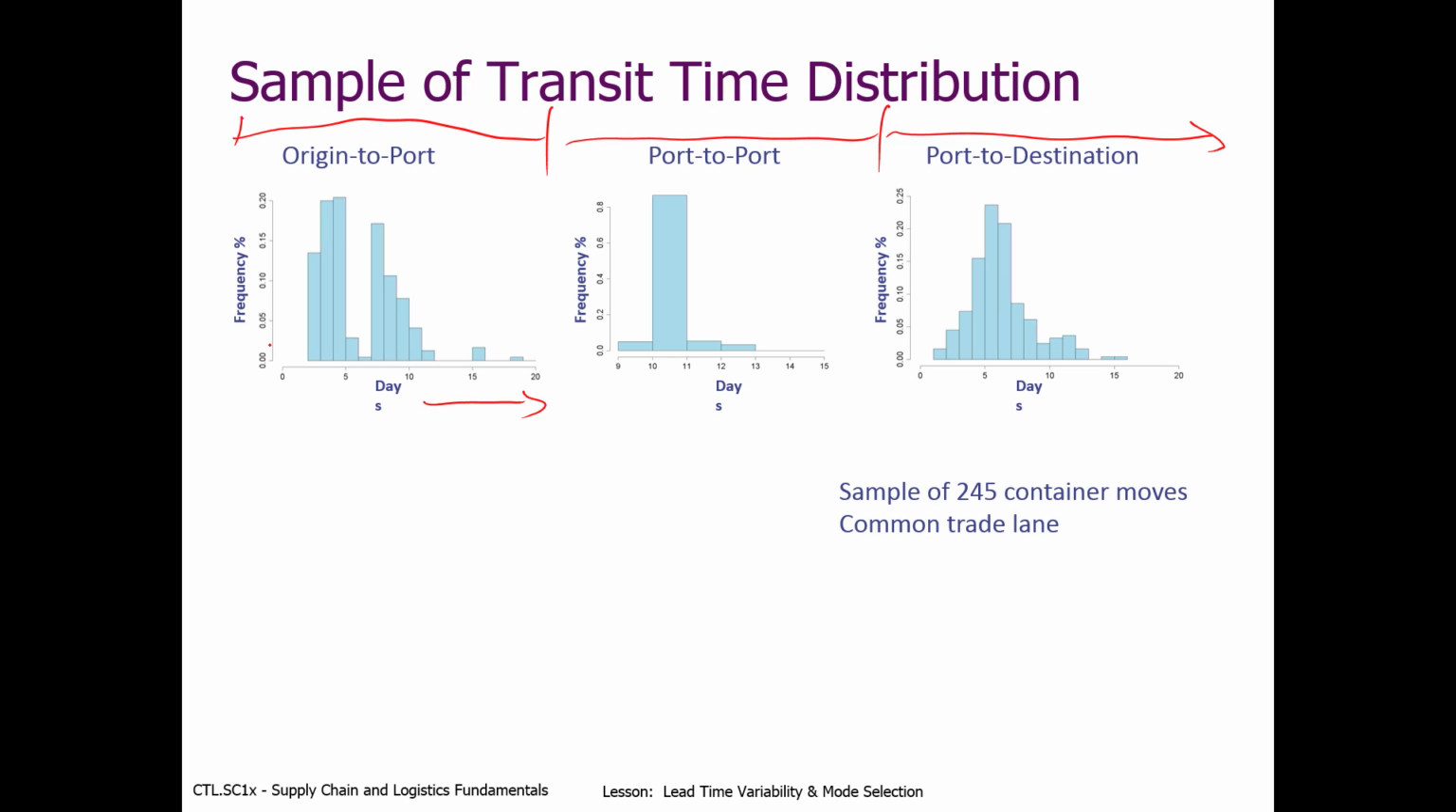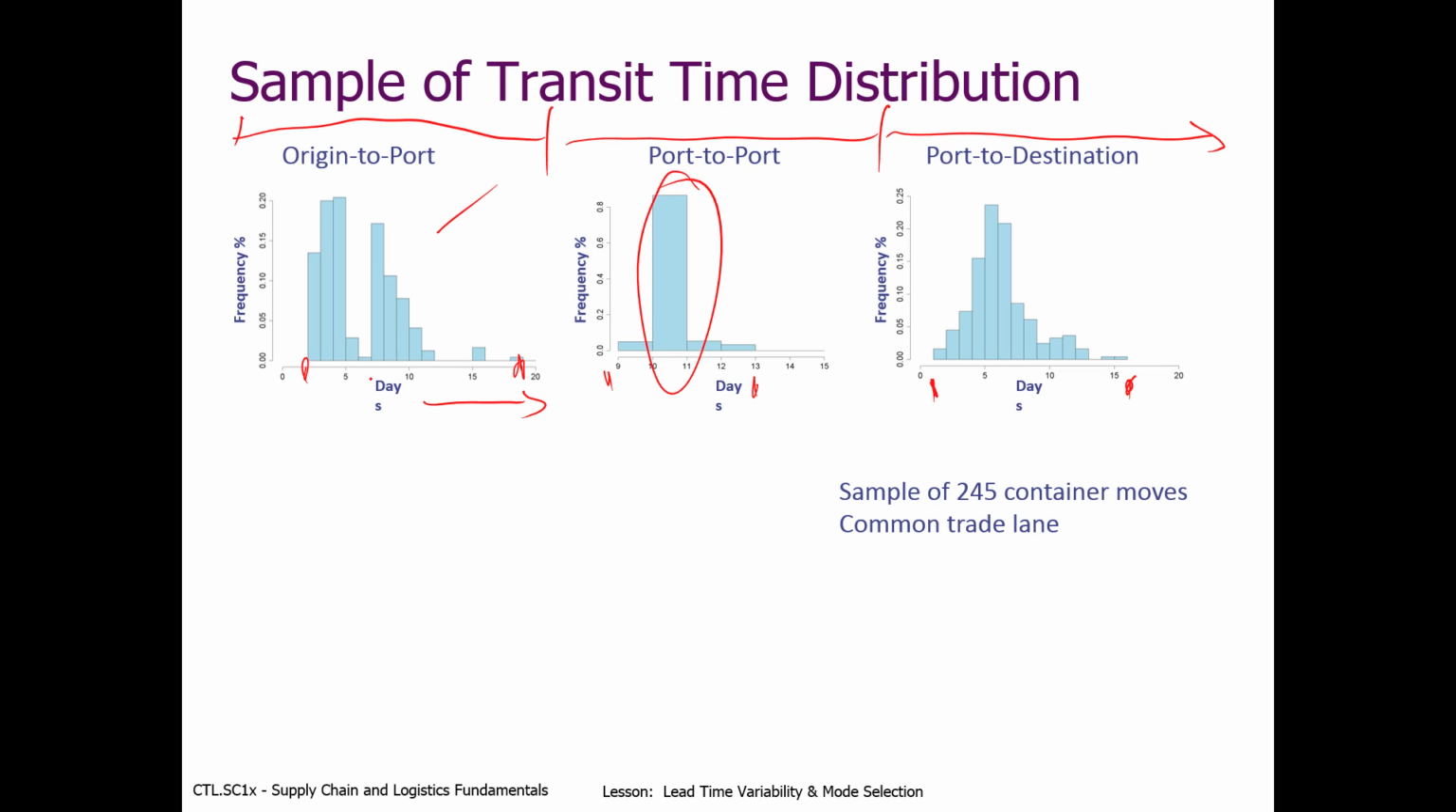And we can see what the distribution looks like. For the origin port, it goes anywhere from, that looks like, 2 days to almost 19 days. For the ocean, it goes from 9 to 13. And in the destination, it looks like it goes from 1 to almost 16. And you can see they're shaped very differently. So some things that pop right out, very consistent here on the port to port. Very inconsistent here on the origin port to port.